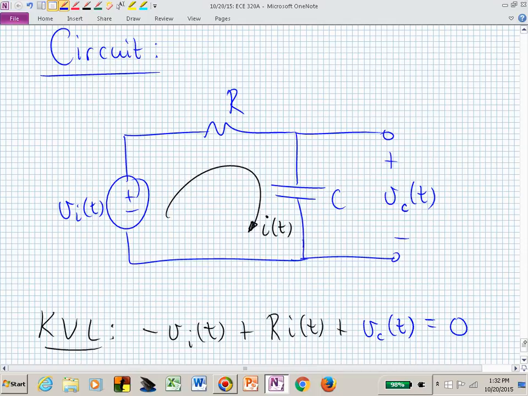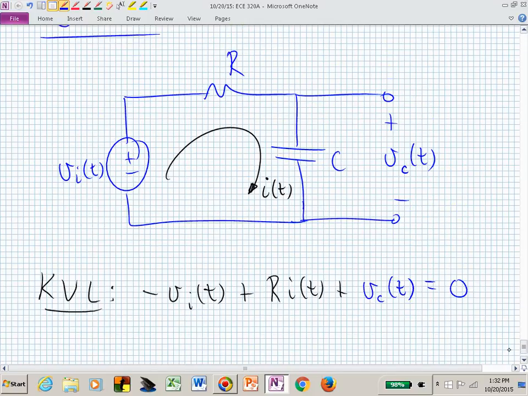Now what? How big or what size of a differential equation are you expecting out of that low-pass filter, the one that's on the board? Pardon? First order. We're expecting one derivative in this equation. Do we have a derivative yet in that equation? Where is it? It's in that I, isn't it?